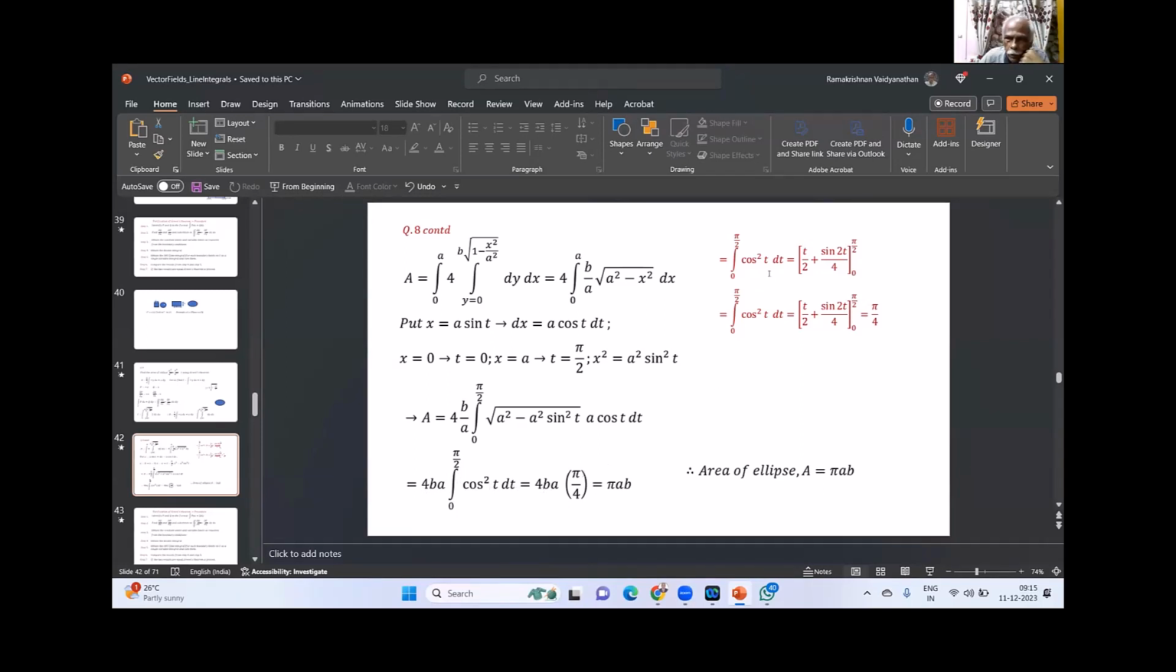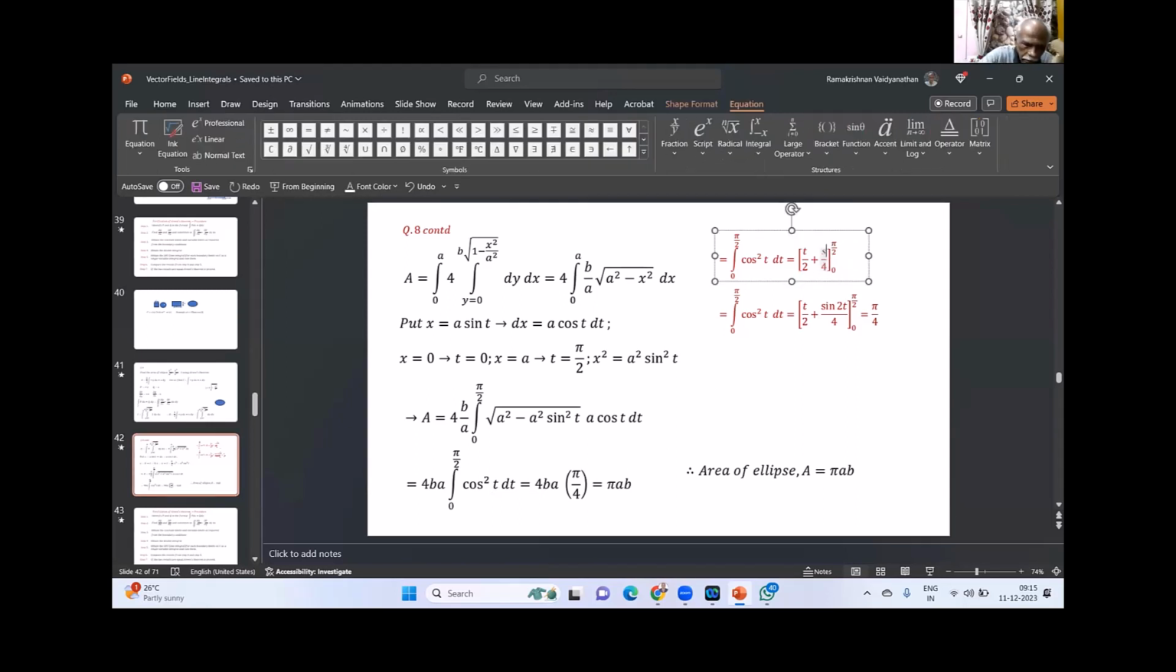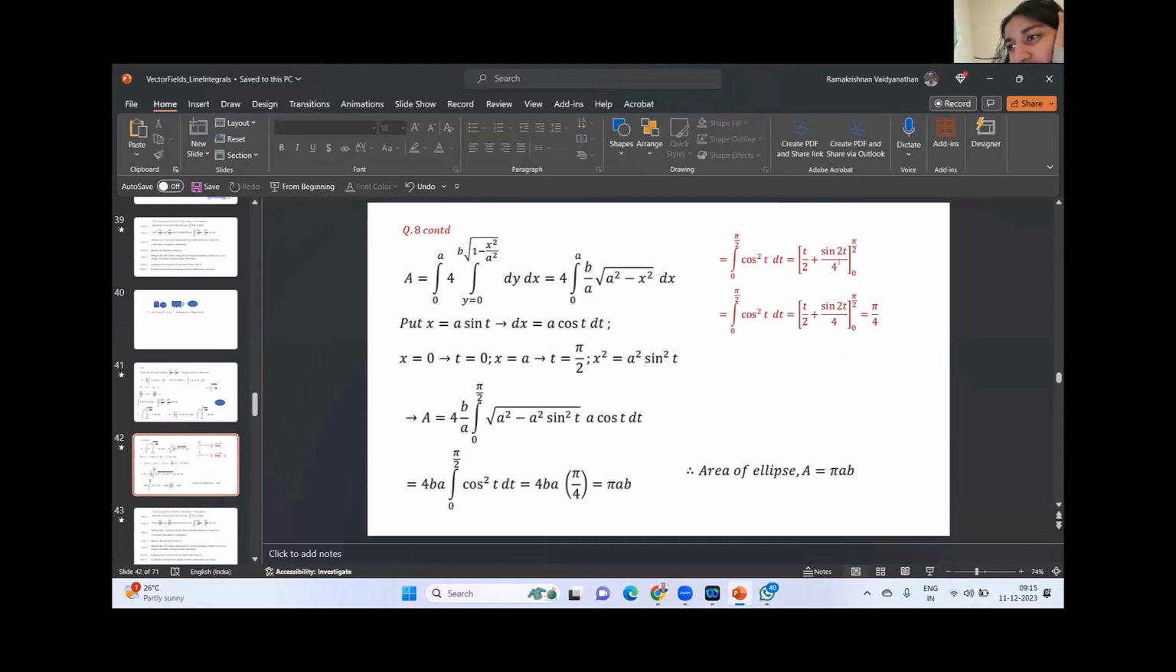You should remember the integral of cos squared t, this is not sin squared t. It is t by 2 plus sin 2t by 4. Check it up. When t is equal to pi by 2, 2t becomes pi, and sin pi is 0. Therefore it becomes 0, and this will become pi by 4. Answer is pi by 4. Pi by 4 into 4ba is equal to pi ab. That is the answer. Clear?